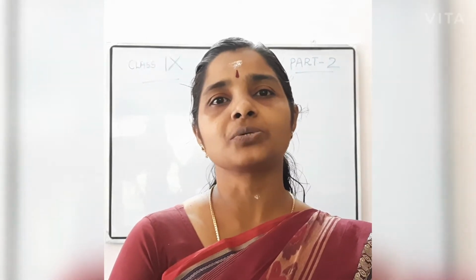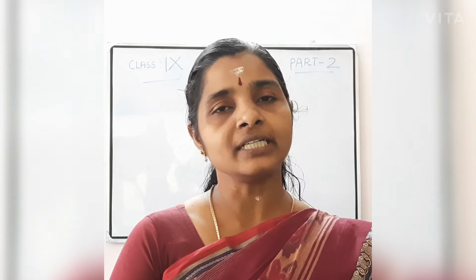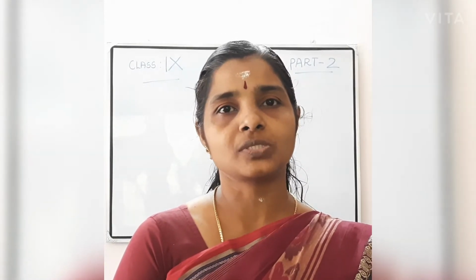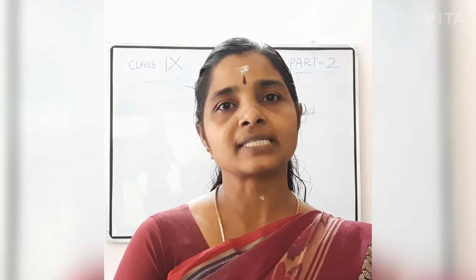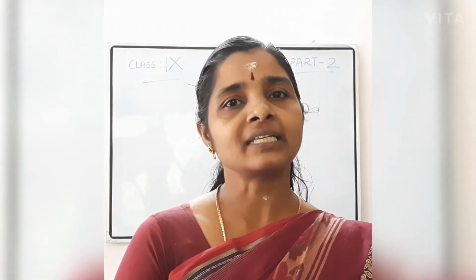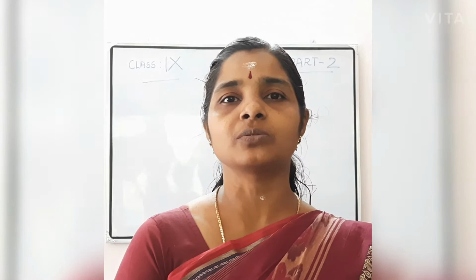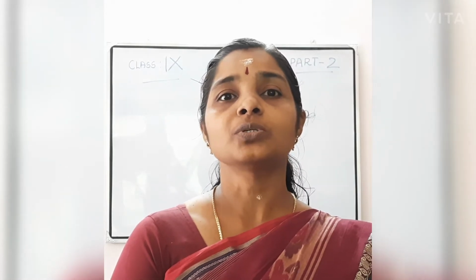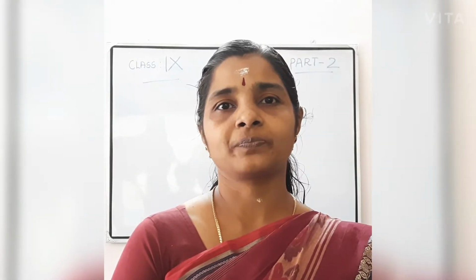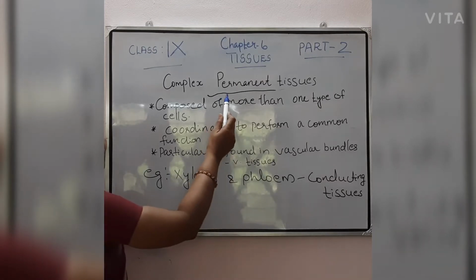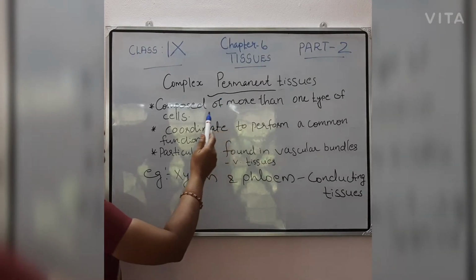Then permanent tissues. In that we studied simple permanent tissues. Which are the simple permanent tissues? Examples are parenchyma, collenchyma and sclerenchyma. So we studied up to that. Then let's move on to complex permanent tissues. Okay, let's start complex permanent tissues.